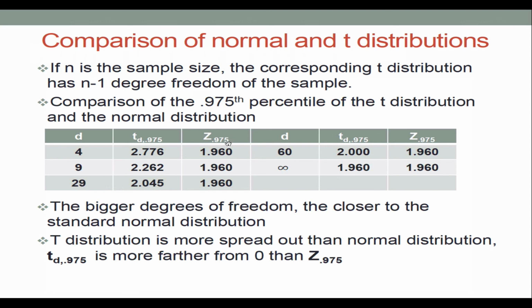You can see the 97.5 percentile for the normal distribution. This critical value is always 1.96, right? And for the t distribution, with 1 degree of freedom, this critical value is much larger than the z value, the normal value. But as the degrees of freedom increase to a very large number, this number is very close. It's almost identical to the normal distribution.